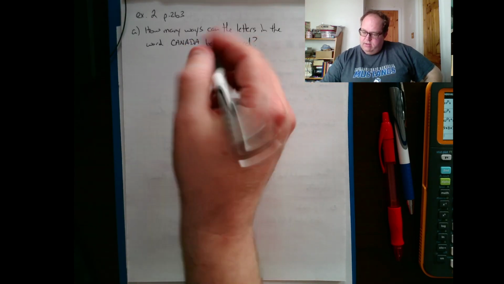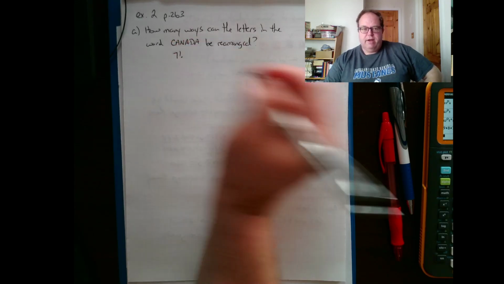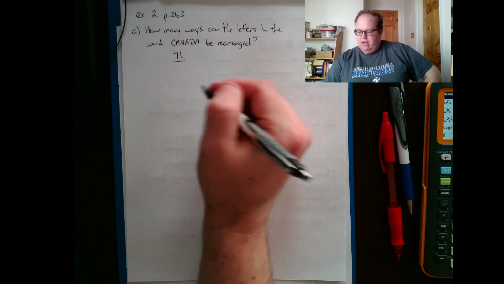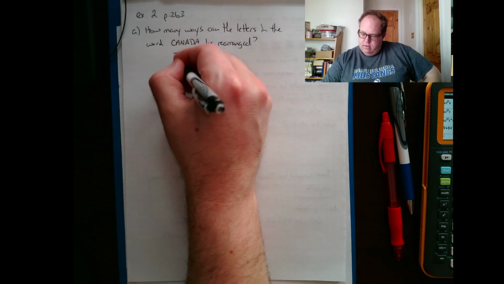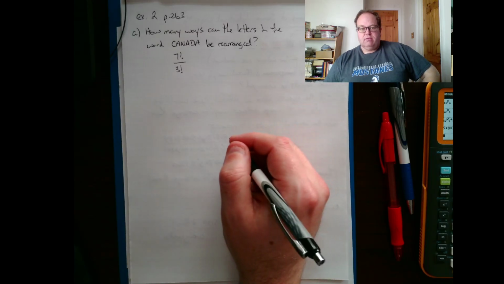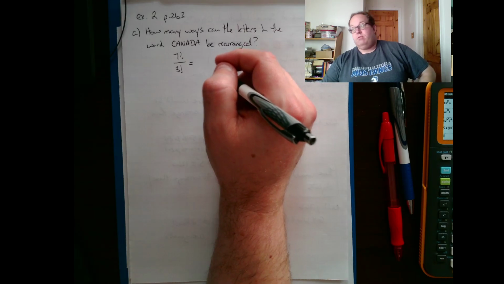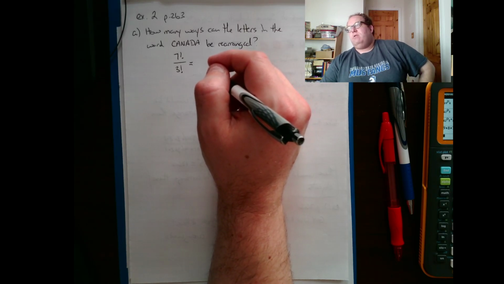Well, there's 7 letters, so there'd be 7 factorial ways to arrange those. But the A repeats itself 3 times. Nothing else repeats. So you'd have 7 factorial divided by 3 factorial, or 7 times 6 times 5 times 4. 4 times 5 is 20, times 6 is 120, times 7 is 840.